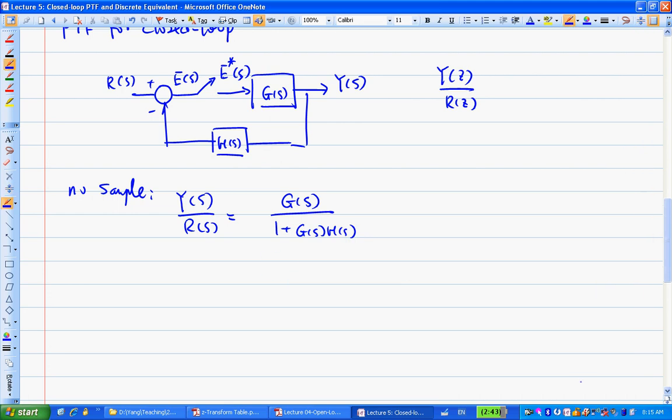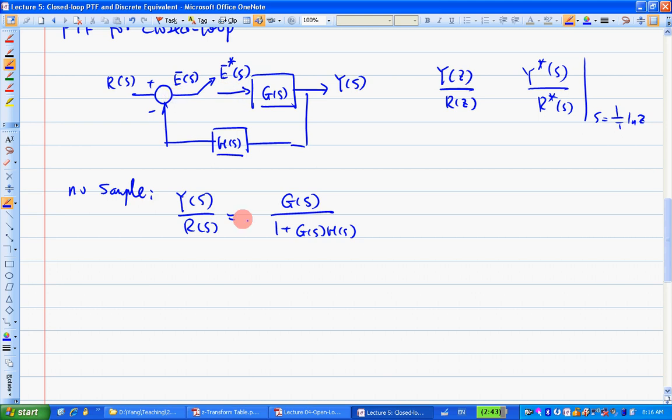So if I have the sampler now, things are slightly changed. If you recall, when we derived the pulse transfer function for open loop, we ultimately first ended up at y star over r star, right? Then what we did is just change the s to 1 over T ln z, so that'll give us this Y of z over R of z, right? So that's how we are going to do this step here.